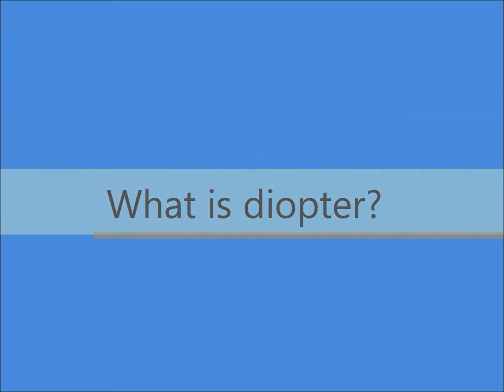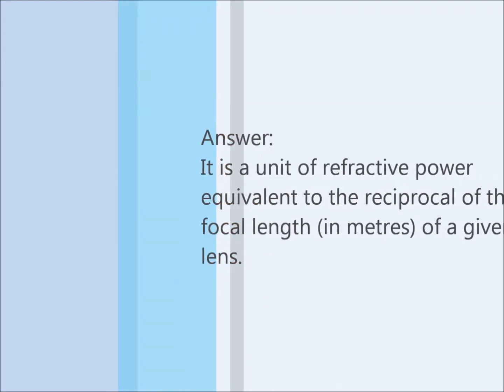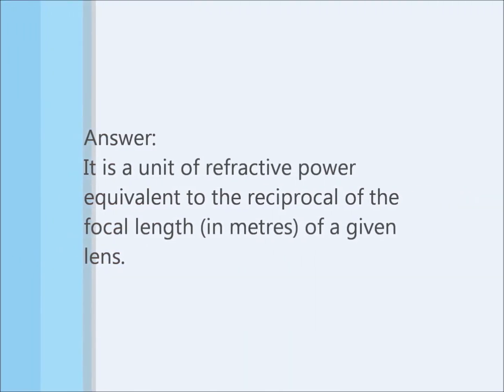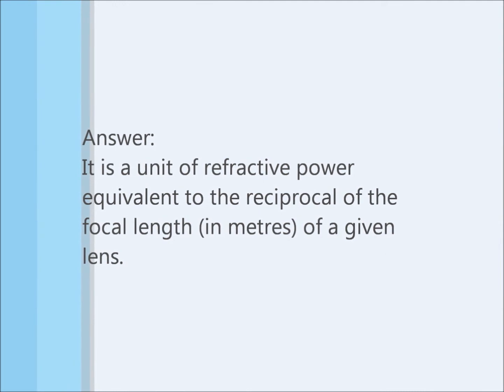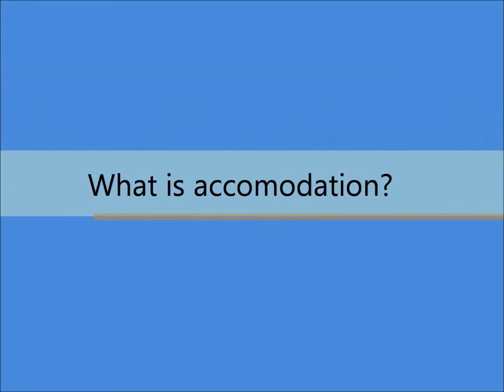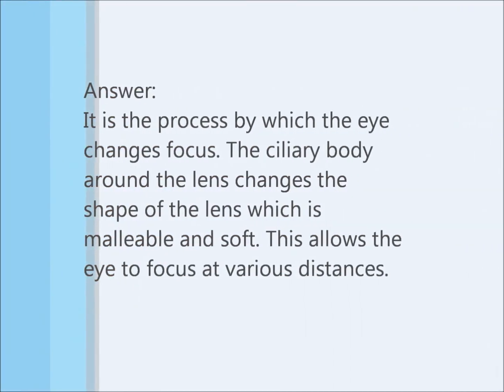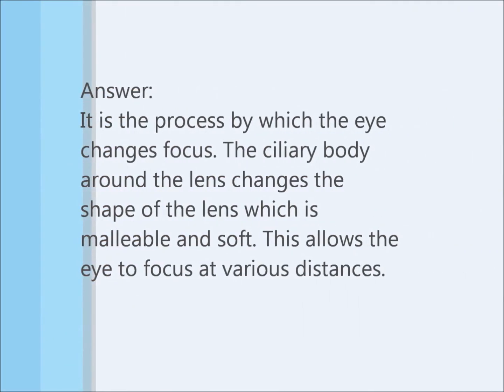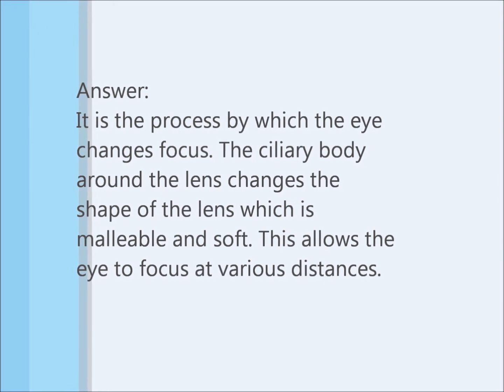What is diopter? It is a unit of refractive power equivalent to the reciprocal of the focal length of a given lens. What is accommodation? It is the process by which the eye changes focus. The ciliary body around the lens changes the shape of the lens, allowing the eyes to focus at various distances.